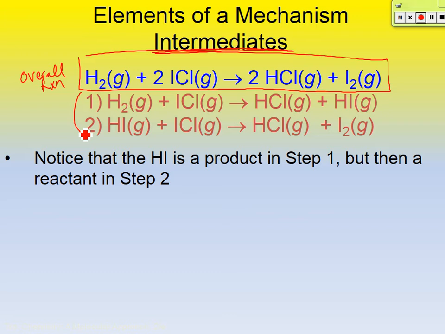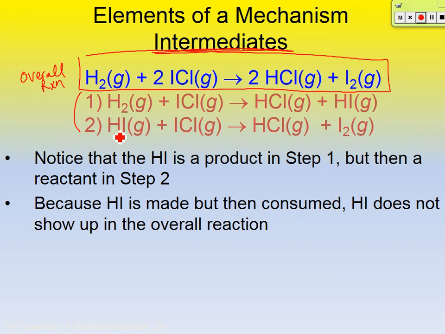But notice that HI is a product in step 1. So it's a product right here. But then it's a reactant in step 2. So notice, it's formed in step 1, but then it's used up in step 2. Because HI is made, but then consumed, HI does not show up in the overall reaction. So if you look up here at my overall reaction, there's no HI.